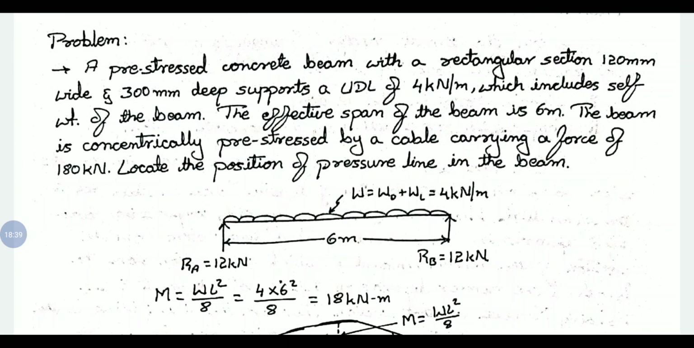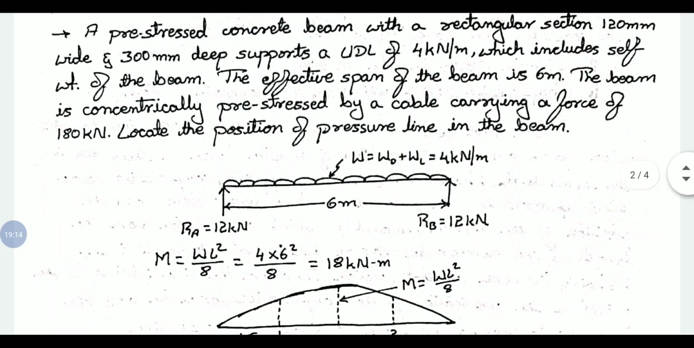So here we have the cross section of the beam of 120 mm by 300 mm, and a UDL of 4 kilonewton per meter is acting, which includes the dead load of the beam. That is, 4 kilonewton is inclusive of self weight as well as live load, and the beam is of span 6 meter, and the concentric prestressing is done with a force of 180 kilonewton. We need to find out the position of the pressure line.